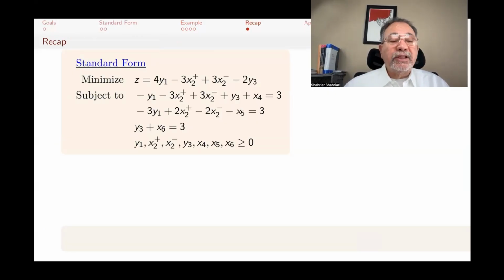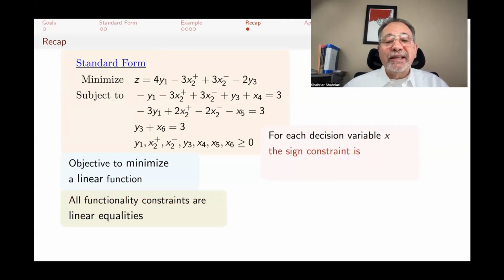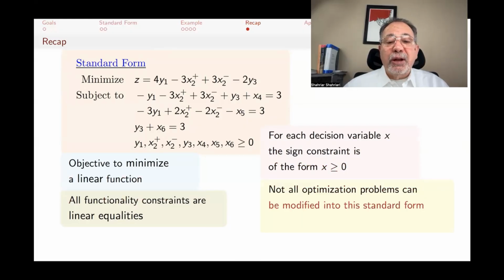So let me recap. The standard form of a linear program is the minimization problem. The objective is to minimize a linear function, and all functionality constraints are linear equalities. For each decision variable x, the sign constraint is of the form x greater or equal to 0. Not all optimization problems can be modified into the standard form. Sometimes some clever manipulations will turn things that you might not think of as linear optimization problems into linear ones. I've shown you some of the things you can do, but I certainly have not shown you what all the possibilities are for turning an optimization problem into standard form.